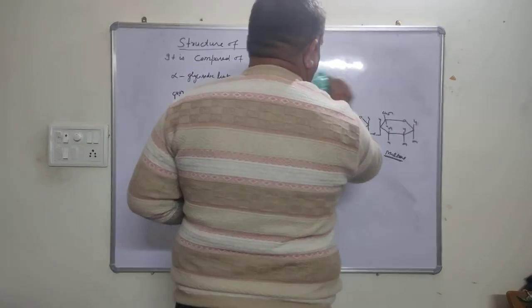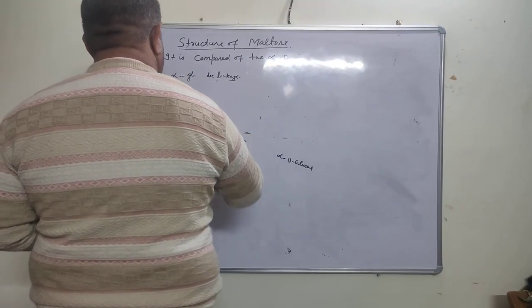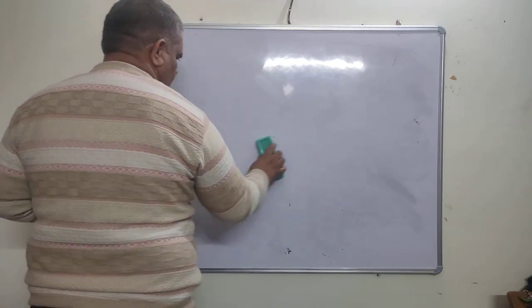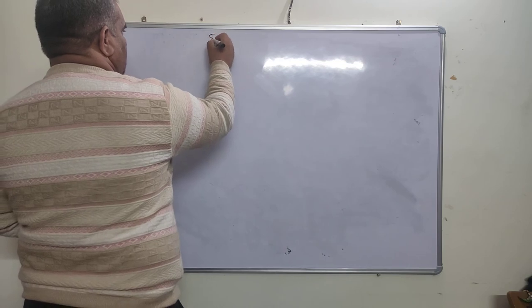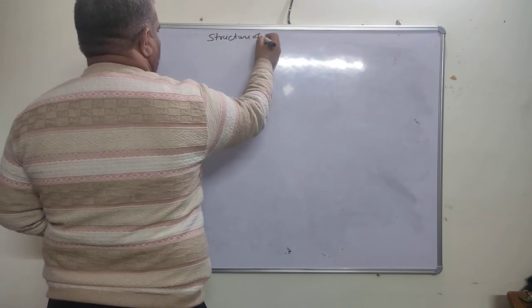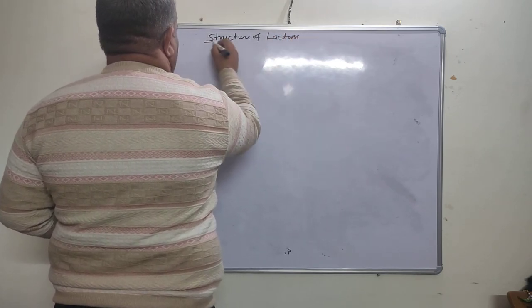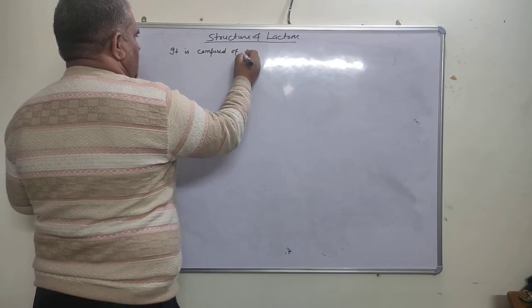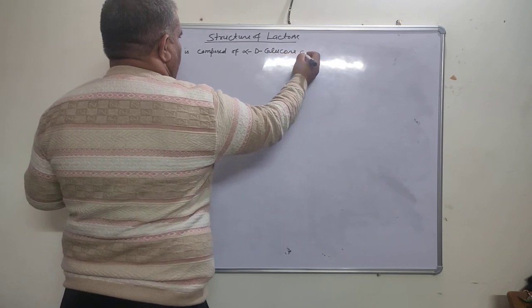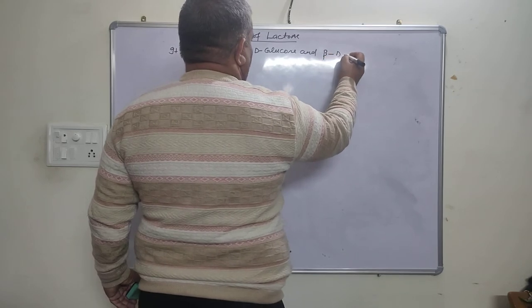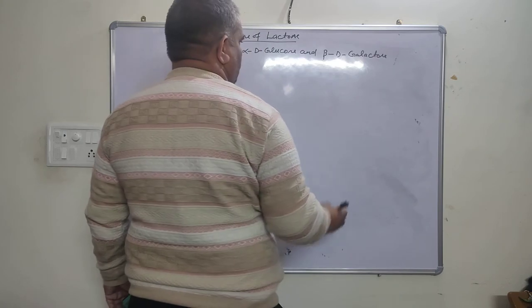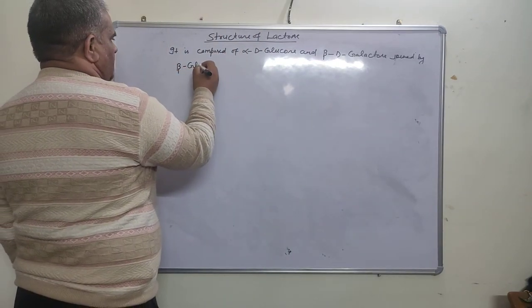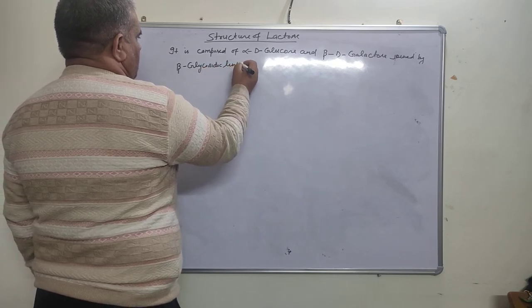Next is structure of lactose. It is composed of alpha D glucose and beta D galactose joined by a beta glycosidic linkage.